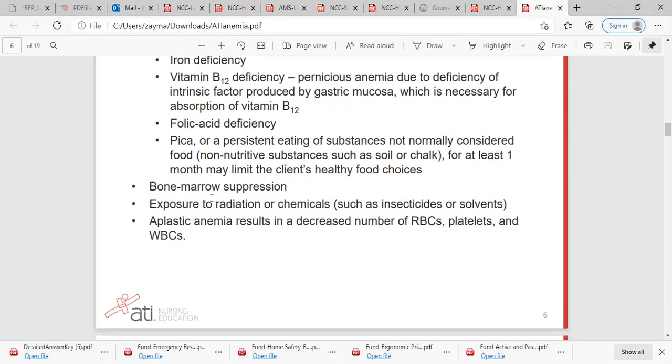Bone marrow suppression, again, is another thing that can cause anemia. That's what's occurring with aplastic anemia. Also, chemotherapy causes bone marrow suppression. And that's what this says, aplastic anemia. If the bone marrow is suppressed, remember, all stem cells originate in the bone marrow. So if the bone marrow is suppressed, red blood cells, white blood cells, and platelets are going to be affected.